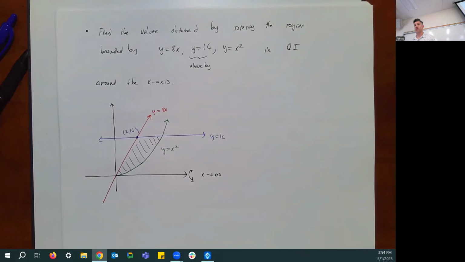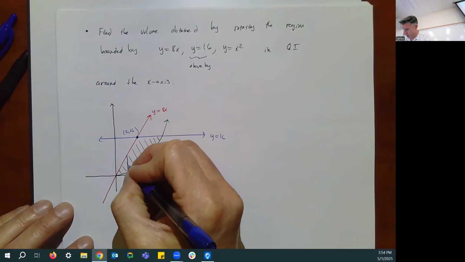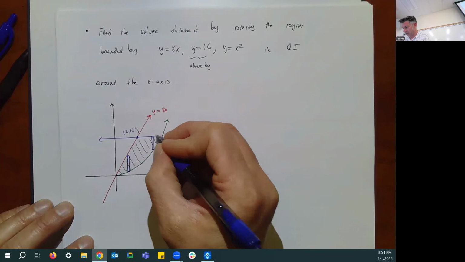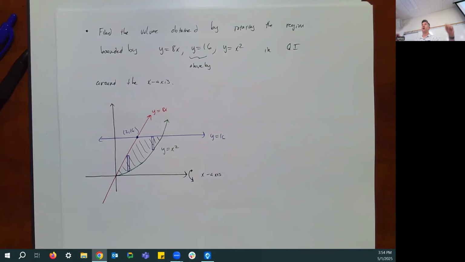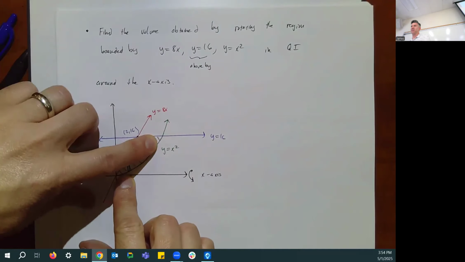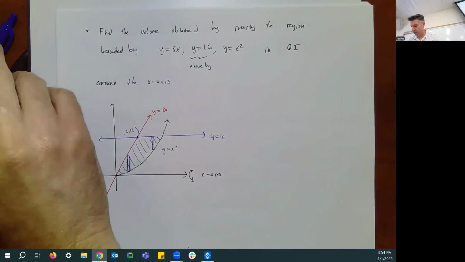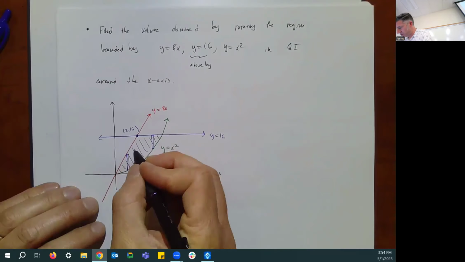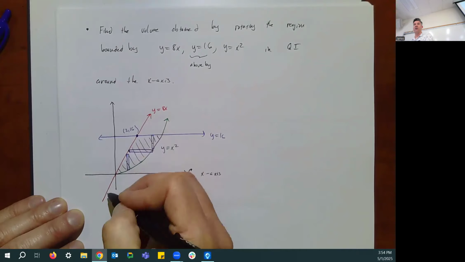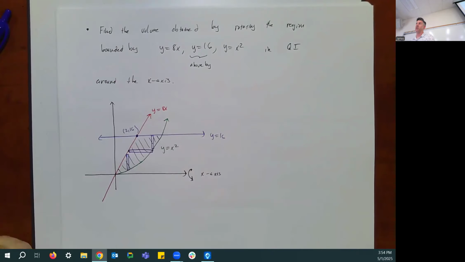In this case, a vertical strip would require 2 integrals, because if we use a vertical strip, the top function changes, right? A vertical strip over here, the top function is y equals 8x. A vertical strip over here, the top function is y equals 16. We'd always prefer a strip whose ends don't ever change. Here the bottom's always the same, but the top changes. On the other hand, if we draw a horizontal strip, no matter where we draw it, the left boundary will always be y equals 8x, and the right boundary will always be y equals x squared.